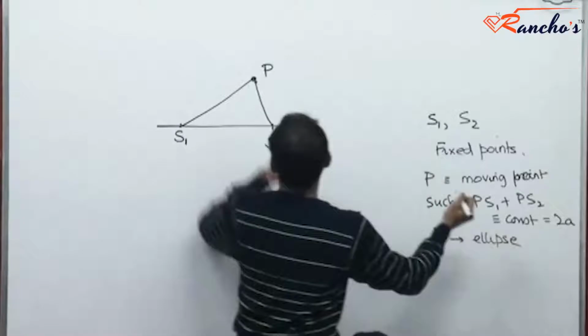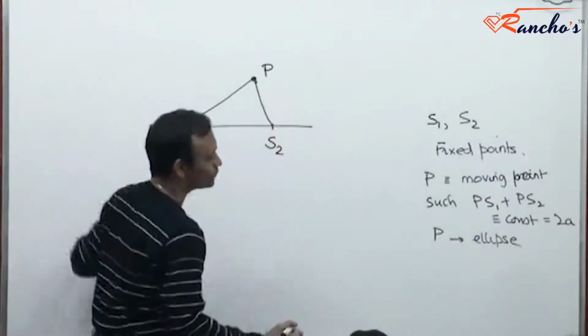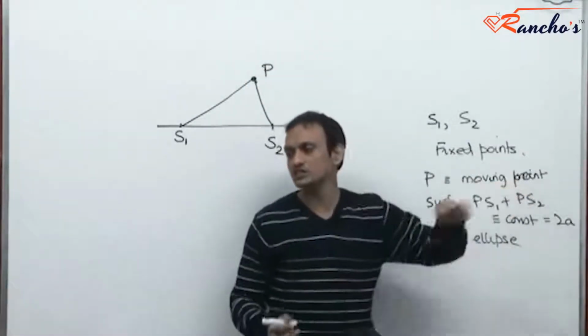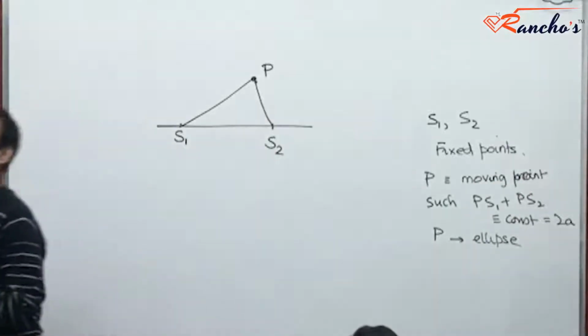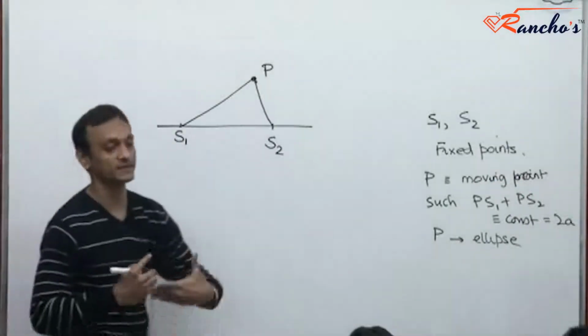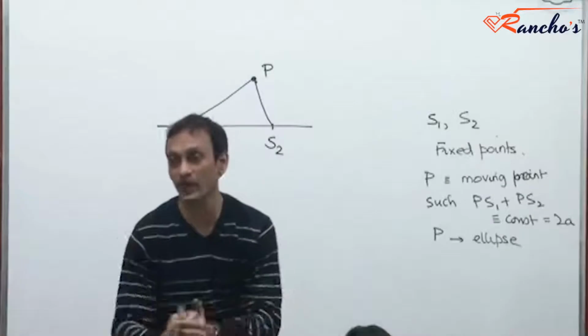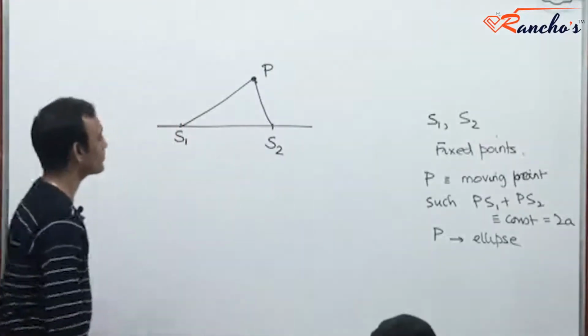All points P lying in the plane of S1 and S2 such that the sum of the distances from S1 and S2 is a constant equal to 2a form an ellipse. The path that P is going to describe is an ellipse.